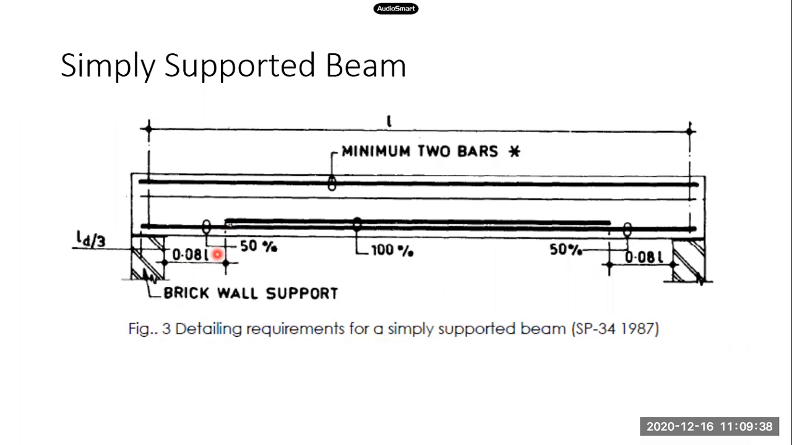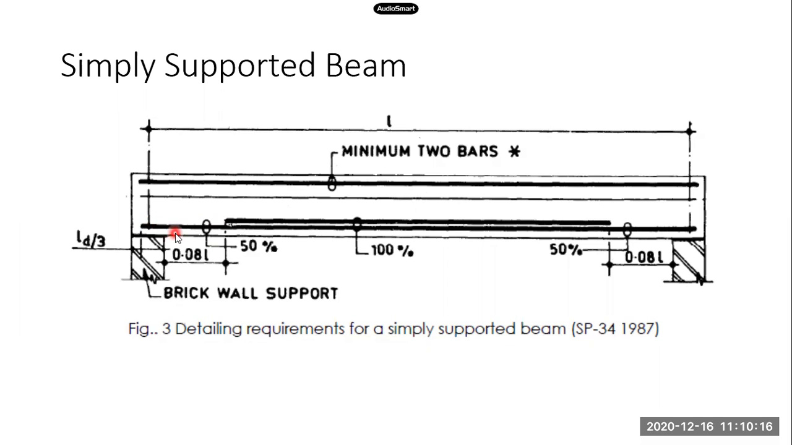Say for example, I have about 5 bars over here, 5 bars in the center. It may be of any diameter, I'm just talking about numbers, 5 bars. So when I move towards the support at a distance of 0.08 L, when I come into this range, 0.08 L, in this portion, I can curtail 2 bars. So 50% can be curtailed, not more than 50%. So out of 5, I can stop 2 bars over here. 3 have to be continued up to the support.